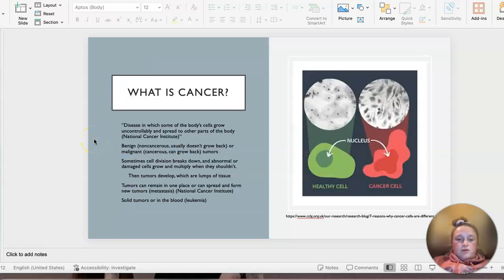So before we get started, we need to know what cancer is. In a quote taken directly from the National Cancer Institute, cancer is a disease in which some of the body's cells grow uncontrollably and spread to other parts of the body. You can have two different types of tumors that develop. You can have benign, which are non-cancerous and usually don't grow back, or you have malignant, which are the cancerous tumors, and they can grow back. They don't always, but it's more likely that they will.